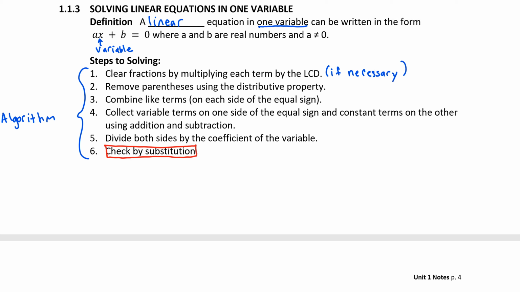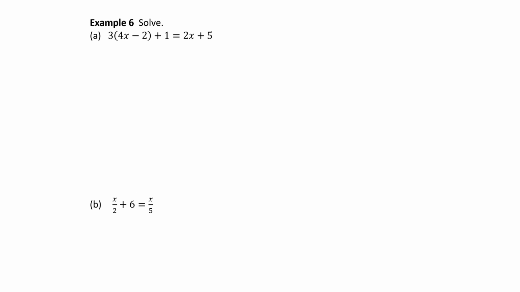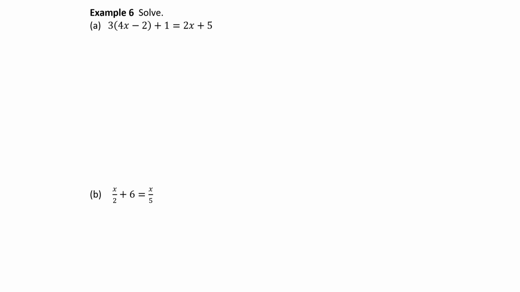In a nutshell, when we solve a linear equation in one variable, our goal is to isolate the variable. And that algorithm shows you the specific steps to do in order to isolate the variable. So let's try example 6. We're going to solve this linear equation.